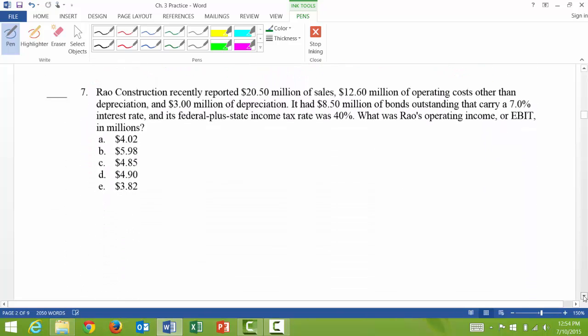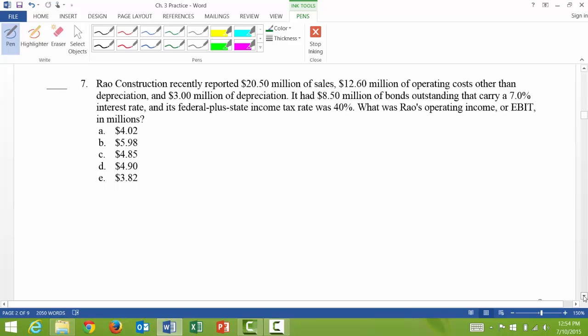And then question 7, Rayo Construction recently reported $20.50 million of sales, $12.6 million of operating costs other than depreciation, and $3 million of depreciation. It had $8.5 million of bonds outstanding that carry a 7% interest rate, and its federal plus state income tax rate was 40%. What was Rayo's operating income, or EBIT, in millions?